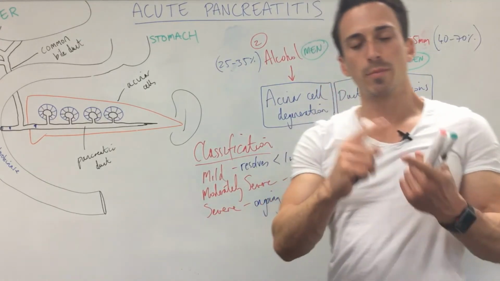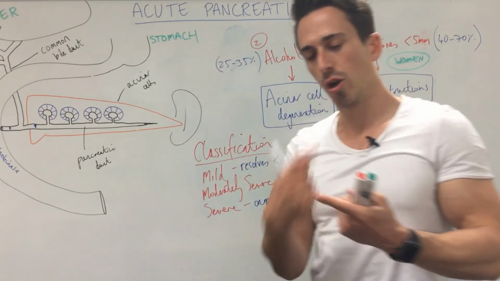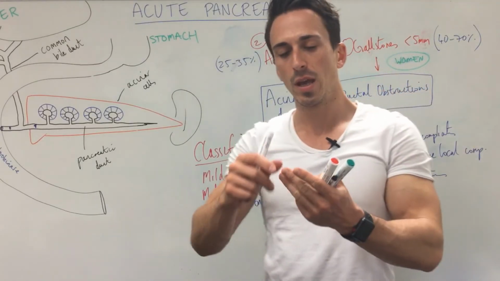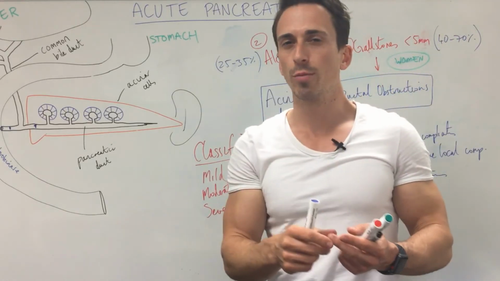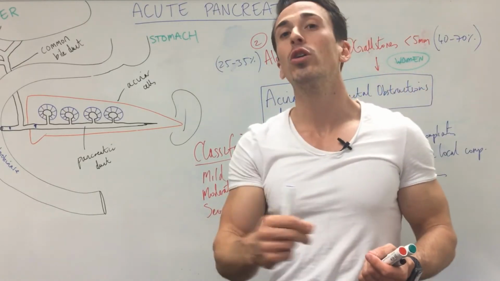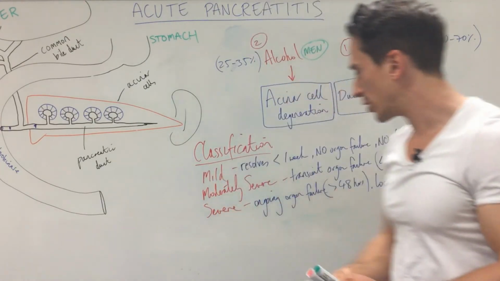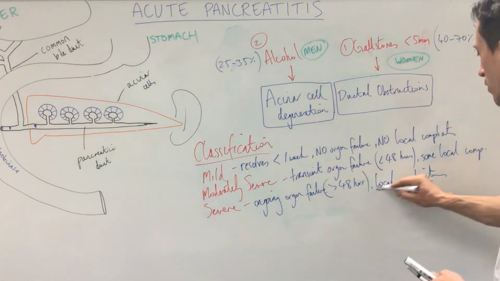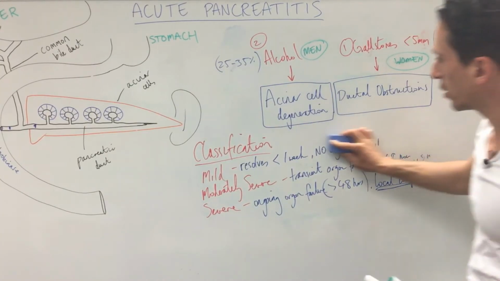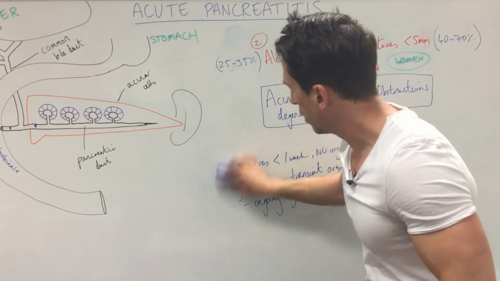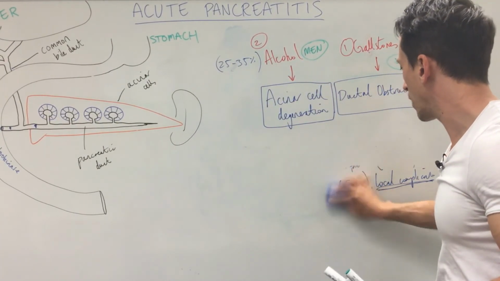So the classification can be mild, moderately severe, and severe. Mild usually resolves within a week, no local complications, no organ failure. Moderately severe, transient organ failure, less than 48 hours, and some local complications. And then for severe, it's ongoing organ failure, greater than 48 hours, and various local complications. So what am I referring to when I say local complications? All right, so local complications include the following. It can include an accumulation of pancreatic or peripancreatic fluid.